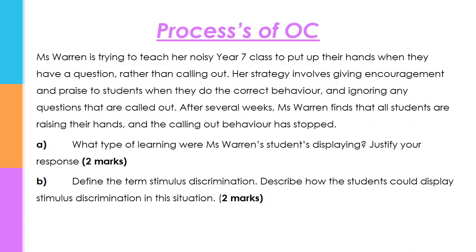So let's have a go at this one. Miss Warren is trying to teach her noisy Year 7 class to put up their hands when they have a question, rather than calling out. Her strategy involves giving encouragement and praise to students when they do the correct behaviour and ignoring any questions that are called out. After several weeks, she finds that all students are raising their hands and the calling out behaviour has stopped. So what type of learning are they using to justify a response? And define the term stimulus discrimination. Describe how the students could display stimulus discrimination in this situation.